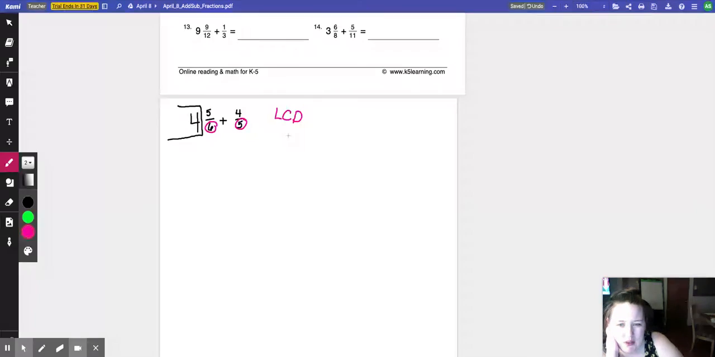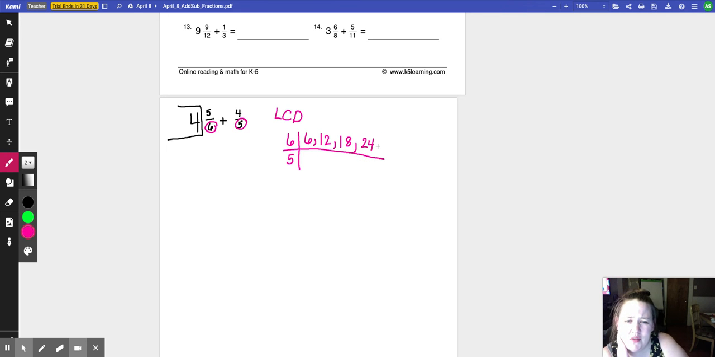Okay, so I'm going to look at the numbers 6 and 5. I'm sorry, it's a little sloppy. Make myself a little table. Okay, and I'm going to think about the multiples of 6 and 5, right? So I know 6 times 1 is 6. 6 times 2 is 12. 6 times 3 is 18. 6 times 4 is 24. 6 times 5, well, that's 30.